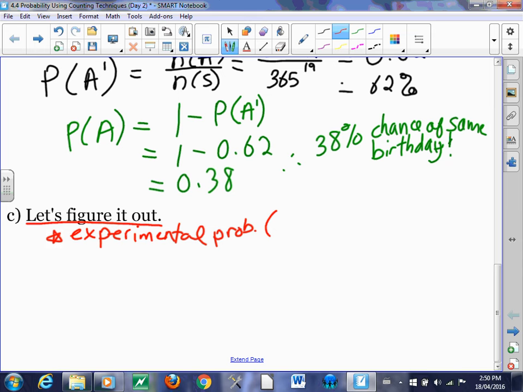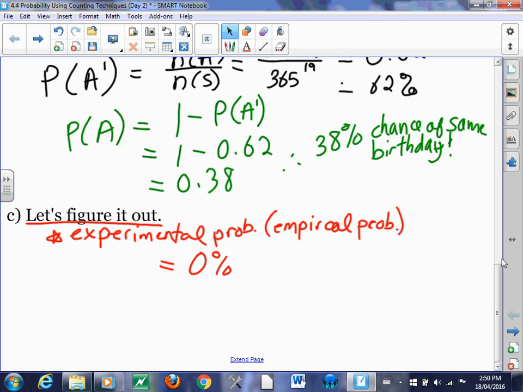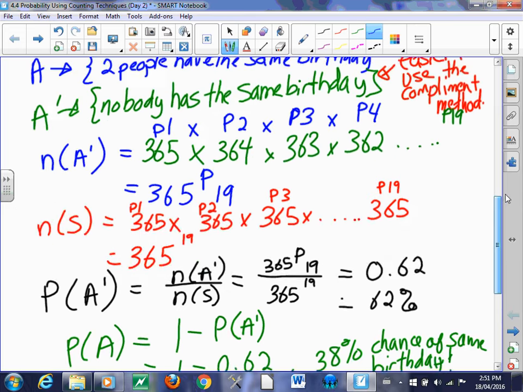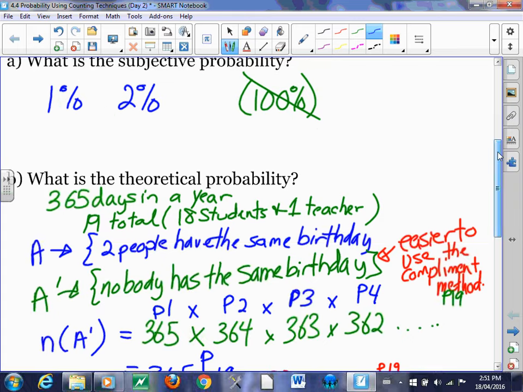Okay? Also called empirical probability. And if we lined you up, hopefully we realize that it's 0% because it doesn't happen. If we did have twins in the class, then it'd be 100%. Or if we had someone who shared the same birthday who was not a twin, just born on the same day. All right, so please make sure that for the birthday problem that you write down here, study for test somewhere.